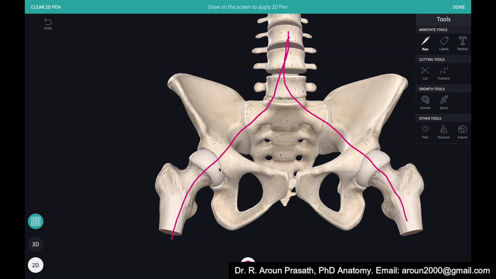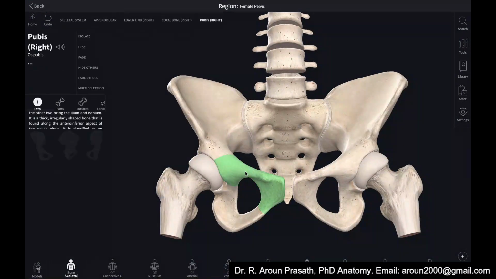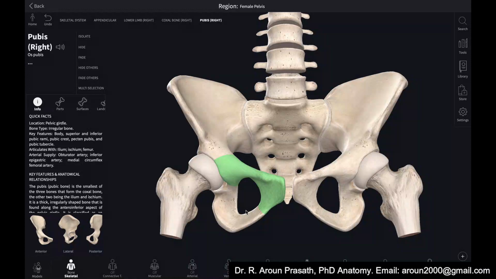need of any intervention. But if there is a fracture in this area, then you need to do some intervention, because this is a weight bearing line. Through this line only the weight is transferred from the upper limb to the lower limb. So you have to understand the trabecular pattern in this weight bearing line. Coming to the pubis, this is the superior pubic ramus, and this is the inferior pubic ramus.